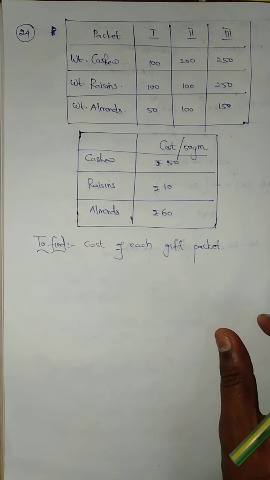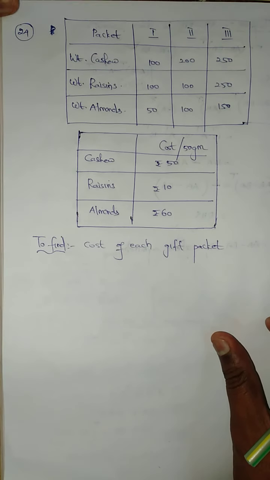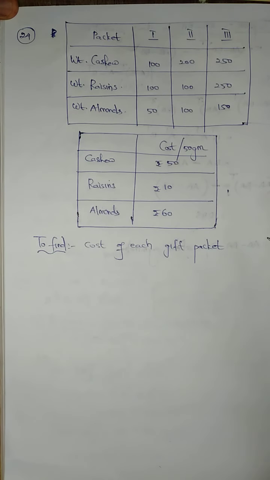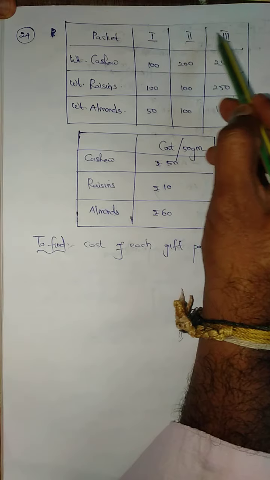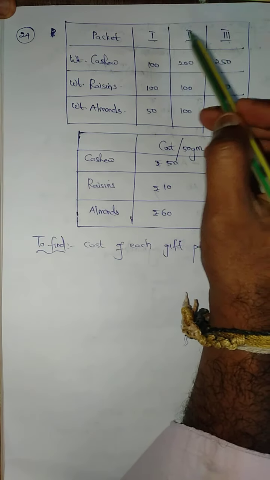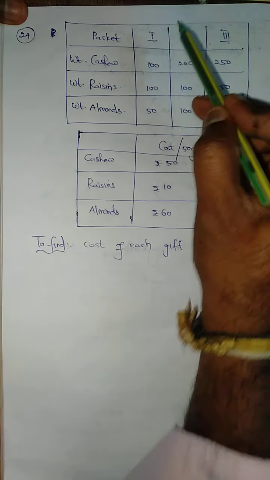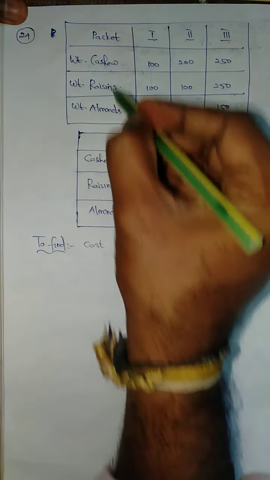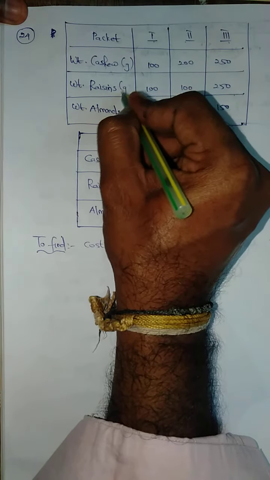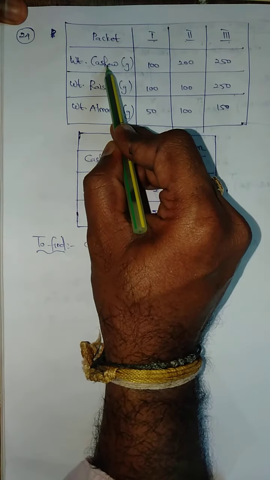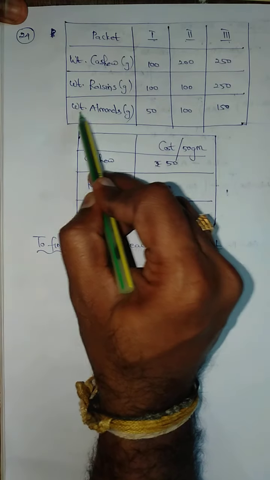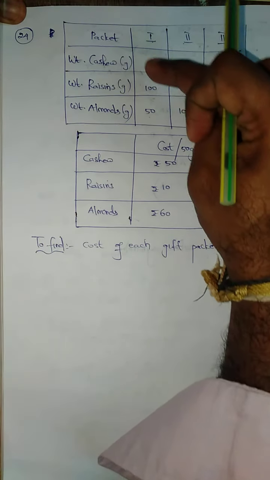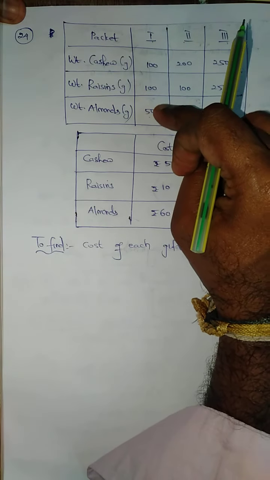So, last sum in this exercise, 24th sum. This is the given data in the question. They have given 3 packets: packet 1, packet 2 and packet 3. These are gift packets. In the first gift packet, the weight of cashew nut is 100 grams. All weights are given in grams. Weight of raisins is 100 grams, and weight of almonds is 50 grams. So the total gift pack contains 100 grams of cashew nut, 100 grams of raisins and 50 grams of almonds.